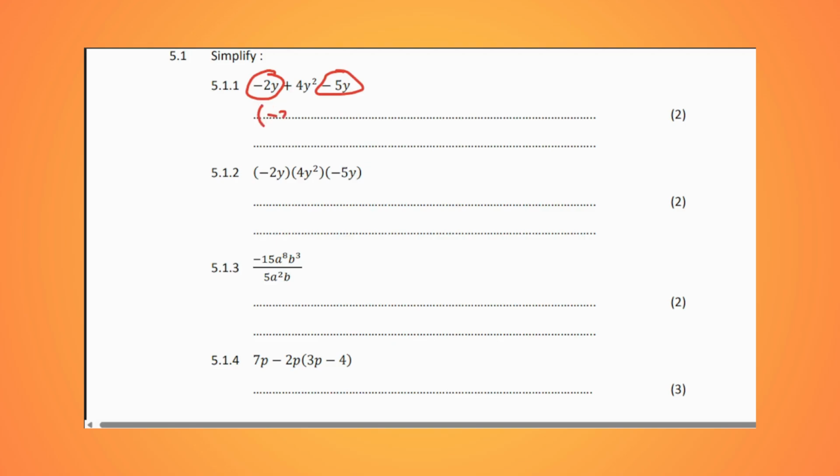So only the -2 minus 5y can be simplified by adding them together, and the other one you will just rewrite. -2 minus 5 is going to be negative, and 2 plus 5 is 7, so it's negative 7y plus 4y squared. Then in our second question, we are multiplying.